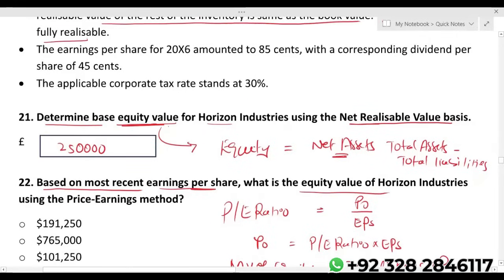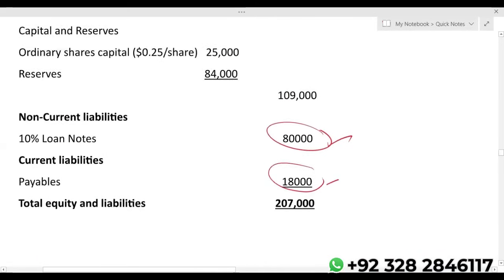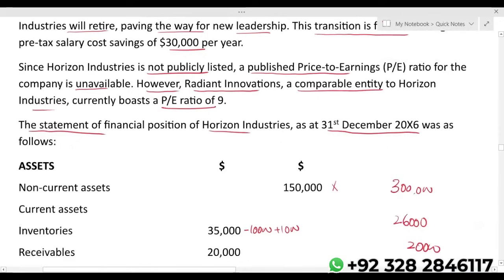In the question, it is written that Horizon is a private company. It's not a listed company, but the examiner has given us the comparable P/E ratio for Horizon. So you will have to use that. It is specifically mentioned that this P/E ratio is comparable to Horizon. So obviously I have to use that. 9.